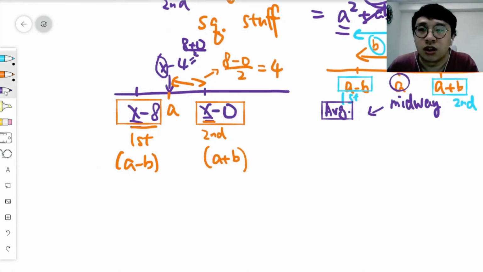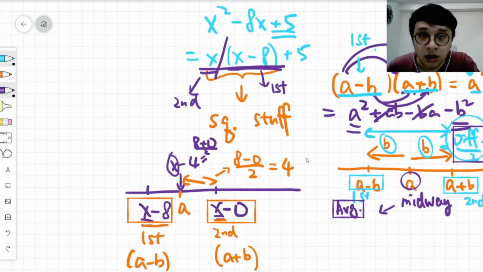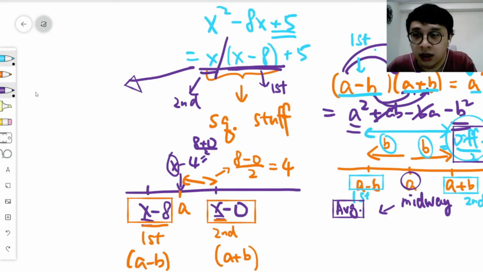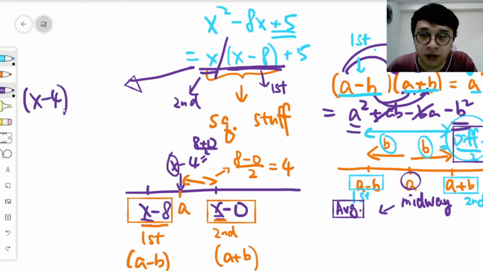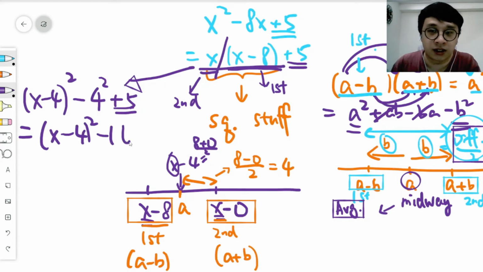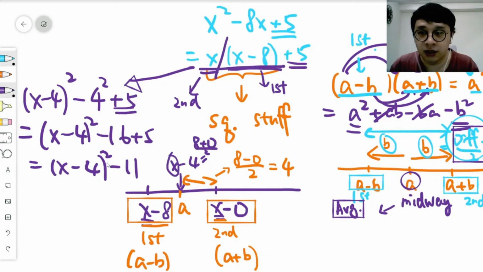So in total, we can make this x times x minus 8 into a squared minus b squared. What is the a? A is x minus 4 squared, and then minus b squared. The b is 4, so it is minus 4 squared, plus 5. The 5 we copied to this new term. So we have already done the whole completing-the-square steps. x minus 4 squared minus 16 plus 5, then the whole thing becomes x minus 4 squared minus 11, and we're done. Okay. So let's review what we have done and why we get the final result.